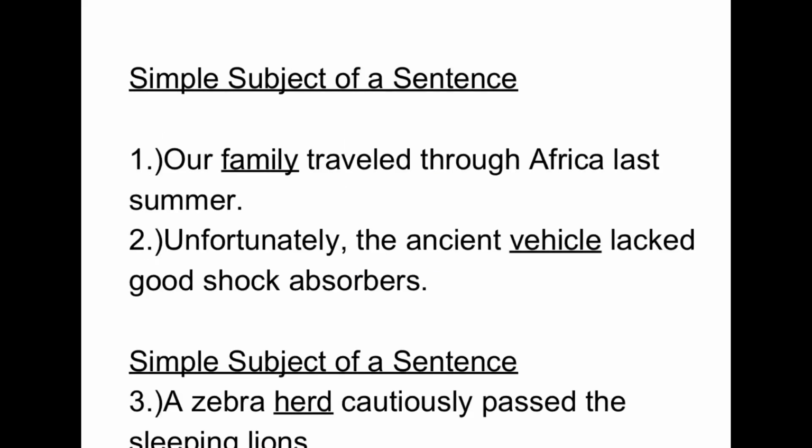So the simple subject of a sentence is the noun, or person, place, thing, or idea, that the sentence is mainly about. It's who or what completes the action of the verb, if there is one. And we don't include all the modifiers that might be attached to it. So for example, in our family traveled through Africa last summer, just family is the simple subject. In unfortunately, the ancient vehicle lacked good shock absorbers, just vehicle is the simple subject.